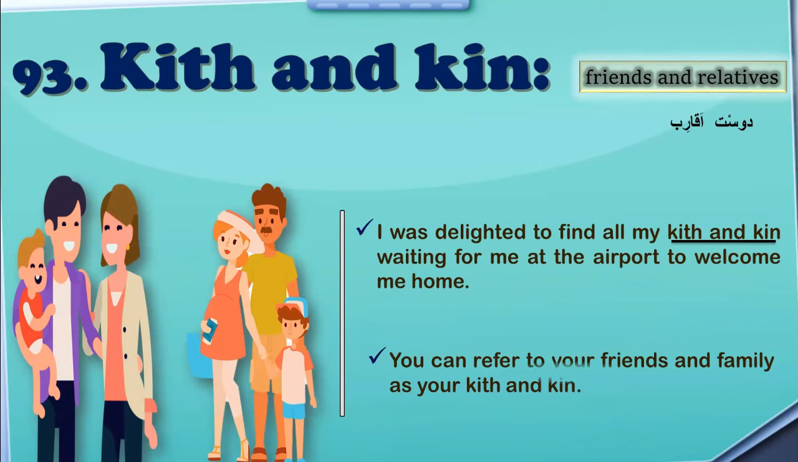Here is another situation of sentences. You can refer to your friends and family as your kith and kin. यानी आप अपनी family और friends को kith and kin कह सकते हैं. So we have used here this idiomatic expression into the sentences or situations kith and kin.